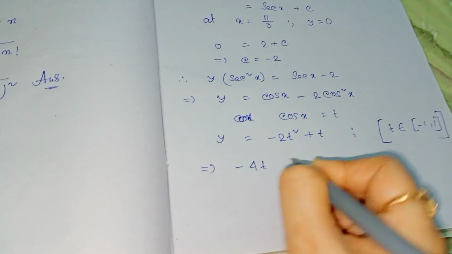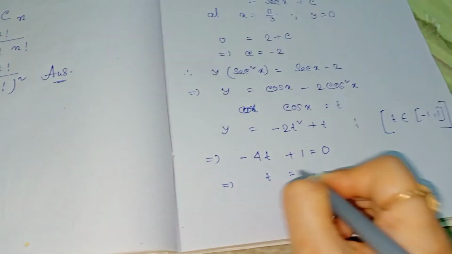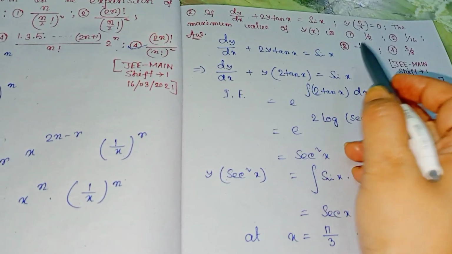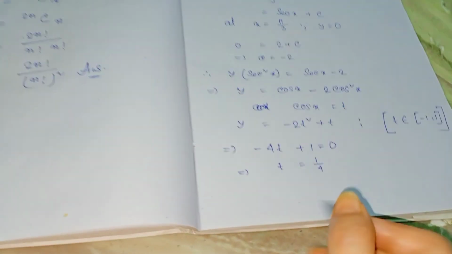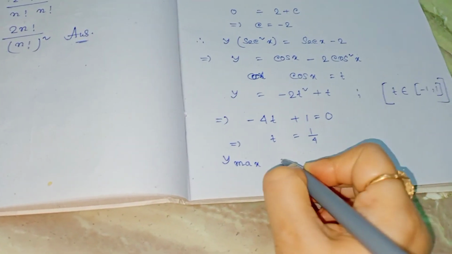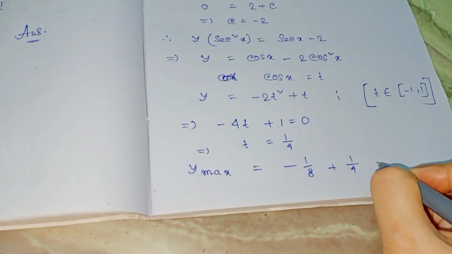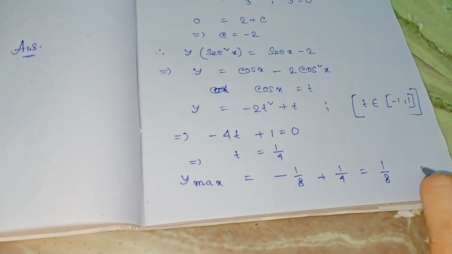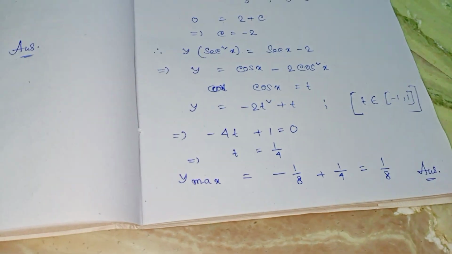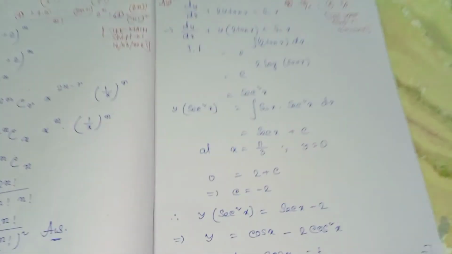Therefore minus 4t plus 1 is equal to 0. That implies t is equal to 1 by 4. Now maximum value of y(x) is what? We should calculate the maximum value of y(x). So y maximum is equal to minus 1 by 8 plus 1 by 4. So that is equal to 1 by 8. So I think we reached our required solution, and Option 1 is our correct choice, 1 by 8.